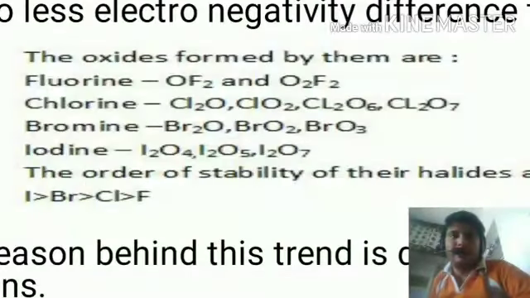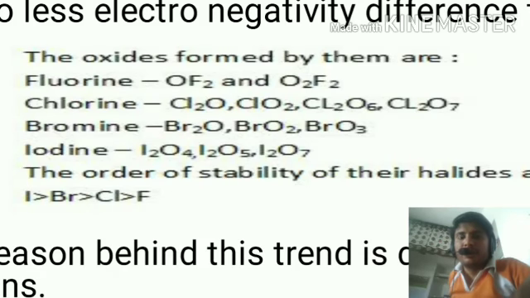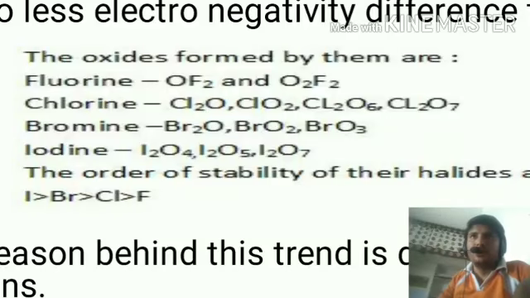Fluorine forms the F2O and F2O2 oxides. Chlorine forms the Cl2O, ClO2, Cl2O6 and Cl2O7 oxides. Bromine forms the Br2O, BrO2 and BrO3 oxides. Iodine forms I2O, I2O4, I2O5 and I2O7 type of oxides.